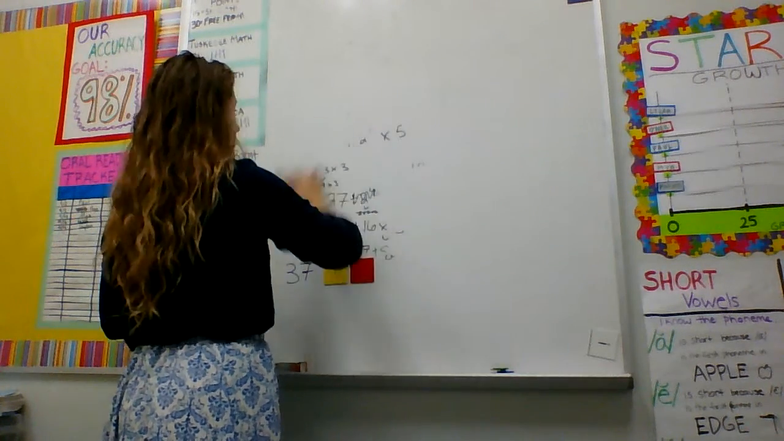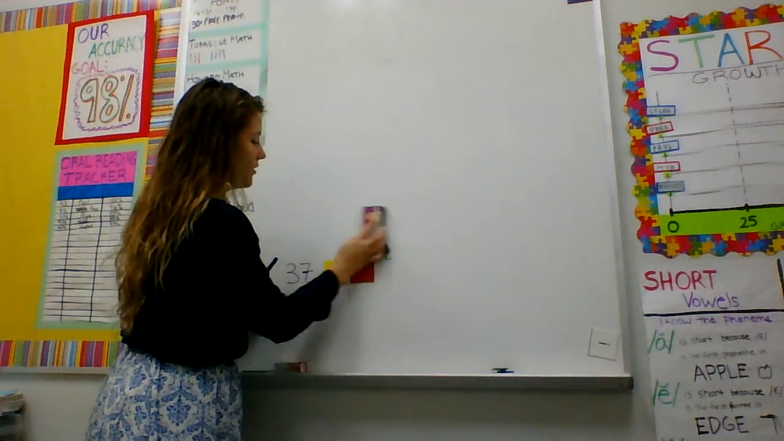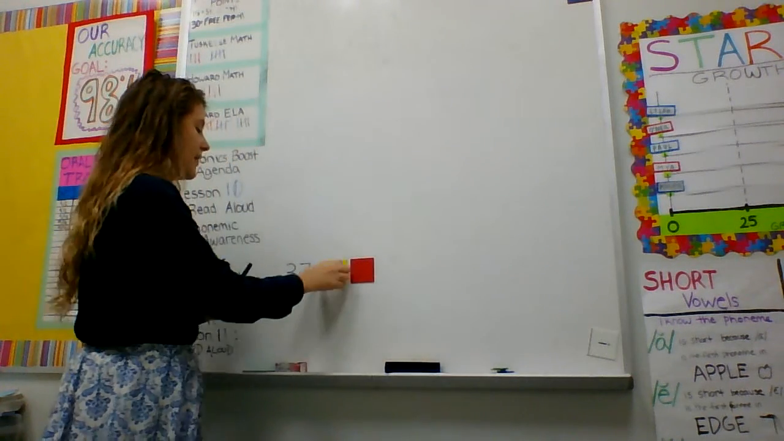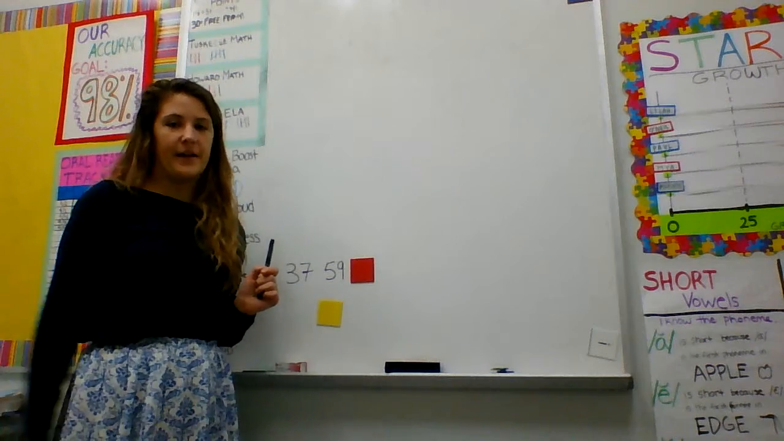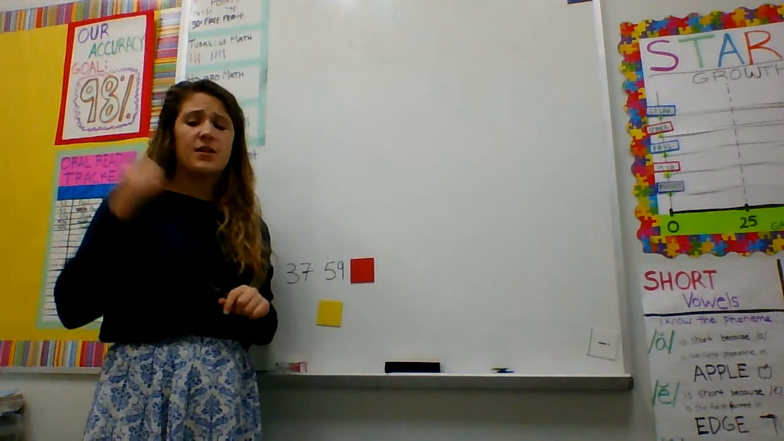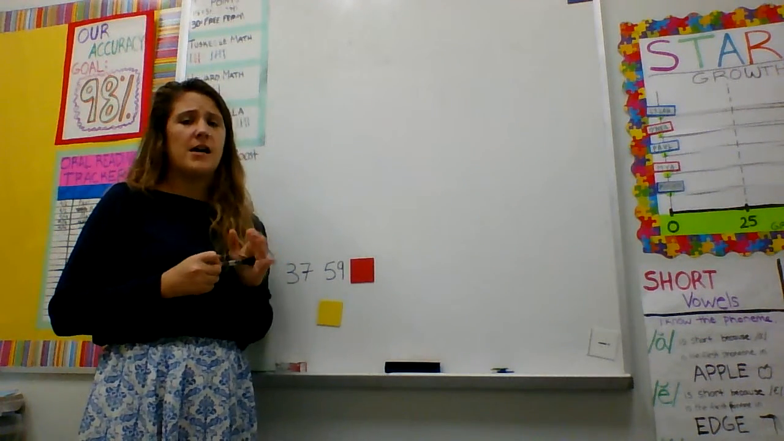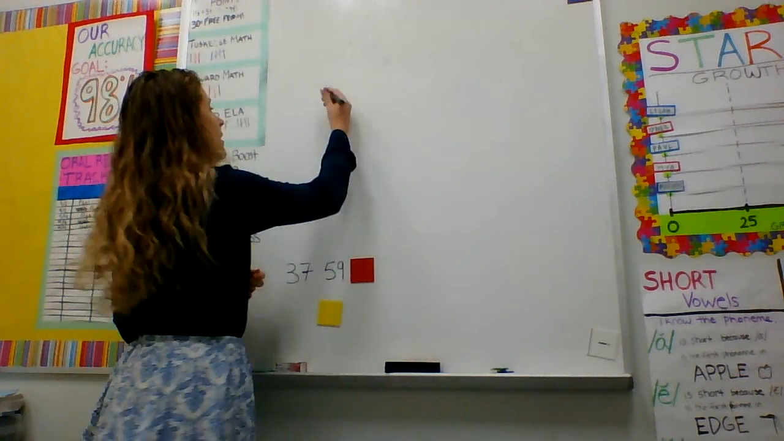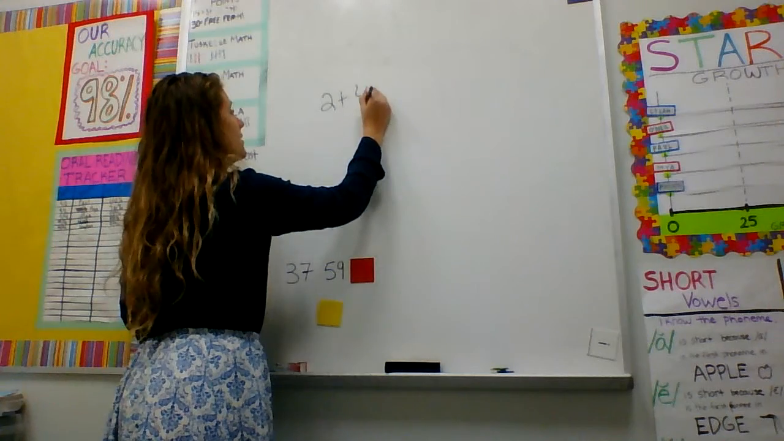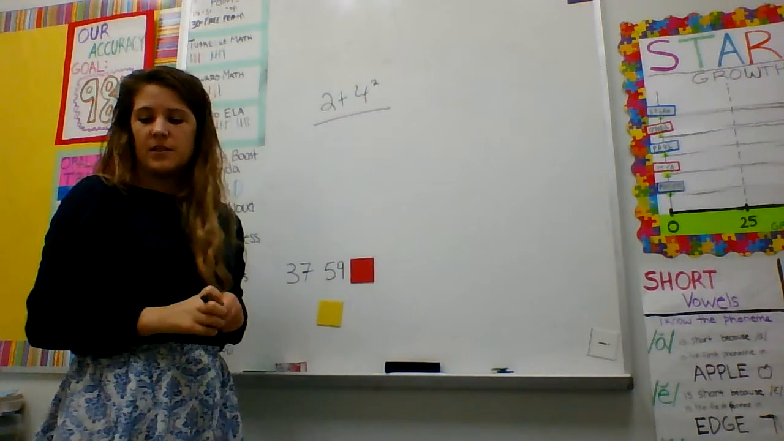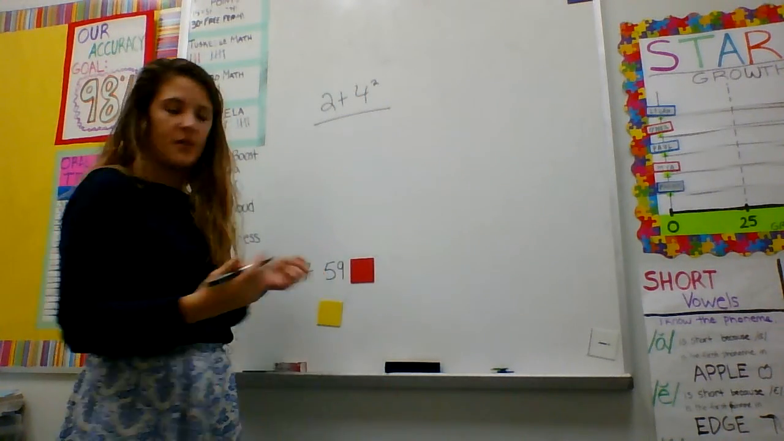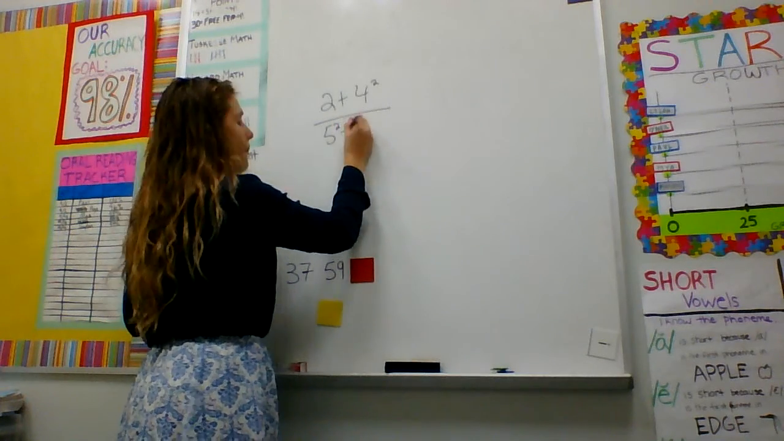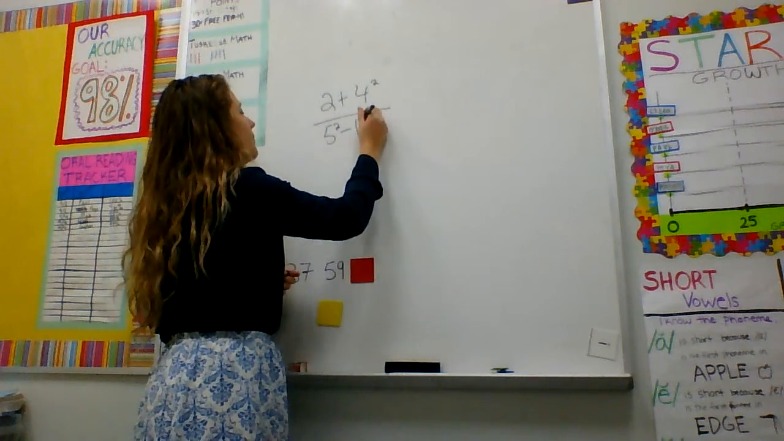All right, if you pressed play, that's because you just finished your last problem on your own, and the answer is 59. If you got a different answer, head back, try it again, or rewatch the example. The last problem we're doing together is 2 plus 4 squared divided by, or as a fraction, 5 squared minus 11.